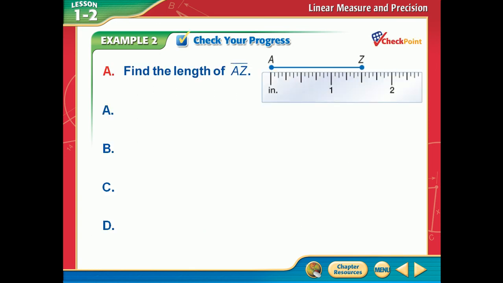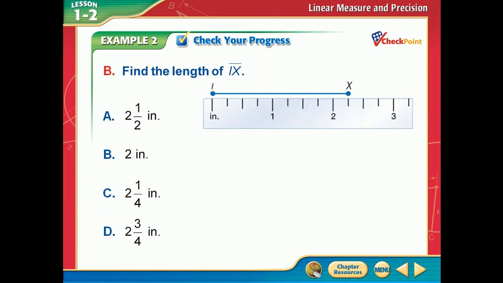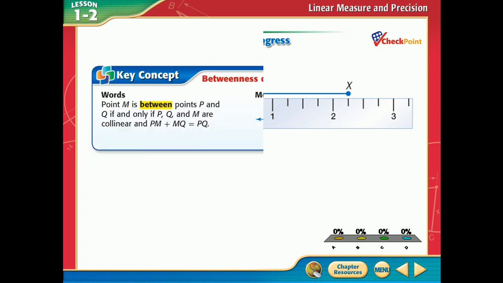All right. Here's a multiple choice. What do you think, real quick? Look what it's in. It's in inches. Everything's in inches. All right. There it is. 1.5. You got it? All right. Let's move on. What about this one? 2 1/4. All right. Follow the bouncing ball.